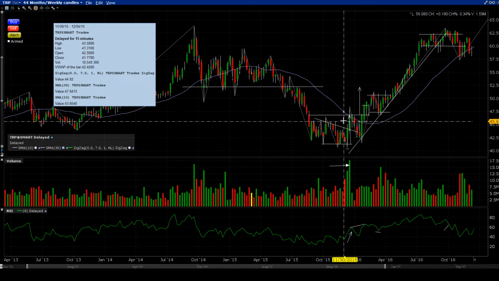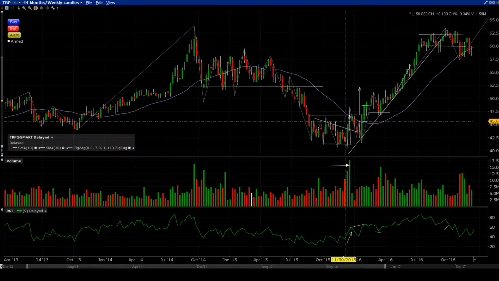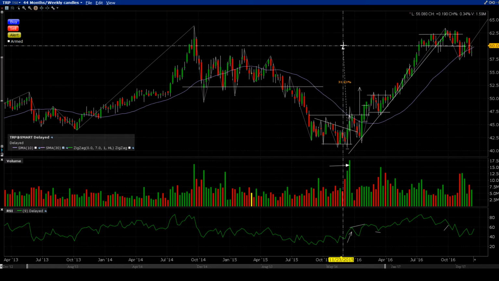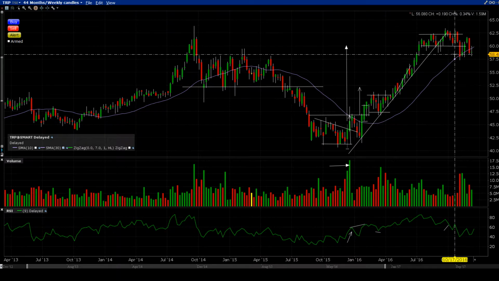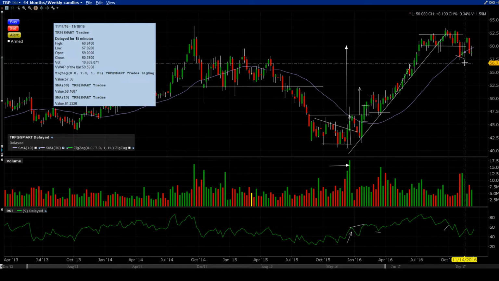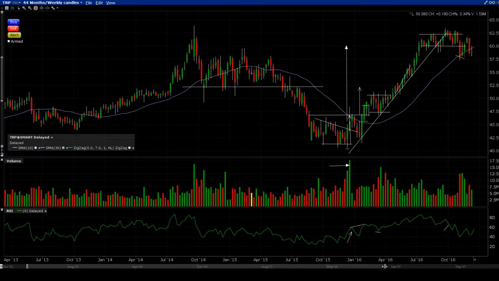And check that out. Well, if you would have been in, though, you would have a nice stage 2. You would have ridden it, entered on this candle, and exited right here for half of your position, and the remainder half on violation of the 30-week moving average.